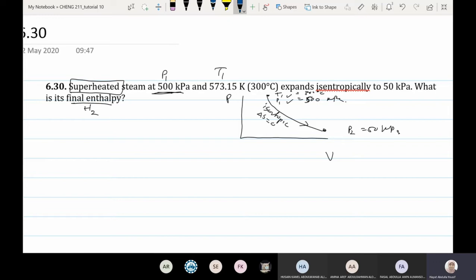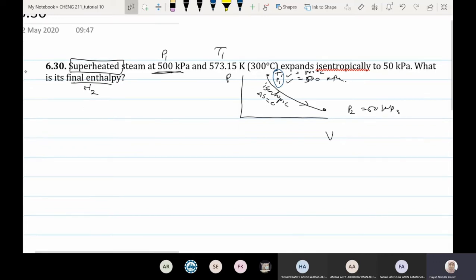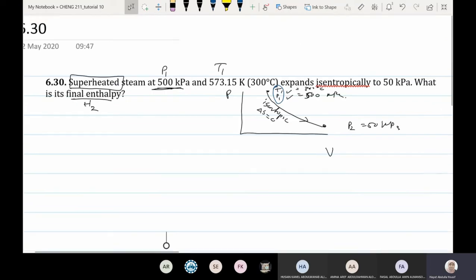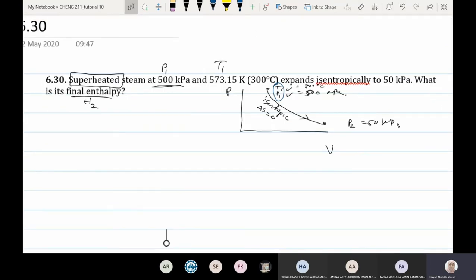At state number 1, since I have 2 properties, the state is supposed to be fully defined, especially since they said already it is superheated. The question before I solve: do they need to tell me that it is superheated at state number 1? I can give the same question without saying it's superheated, but because I have been given T1 and P1, I can simply go to the thermodynamic tables. And from the appendices, I would go for F2.